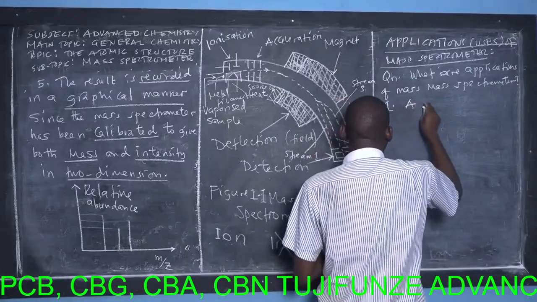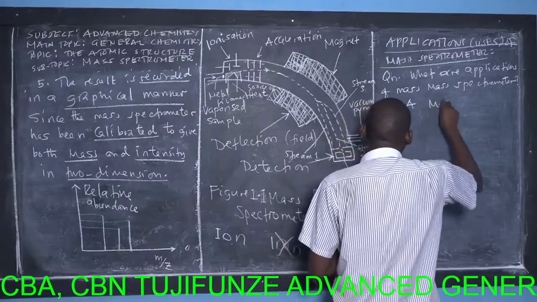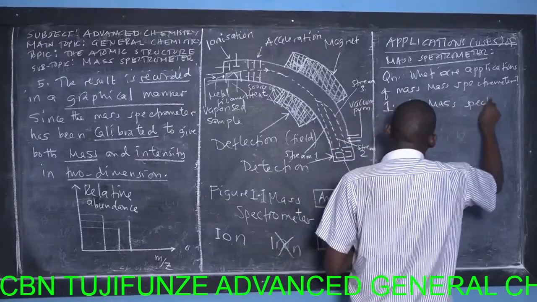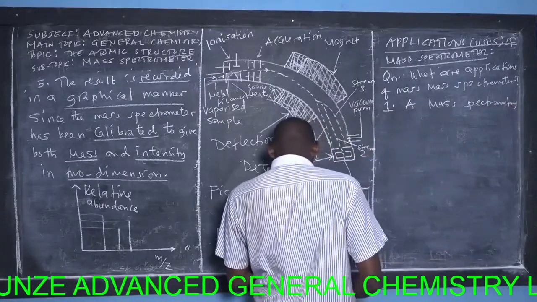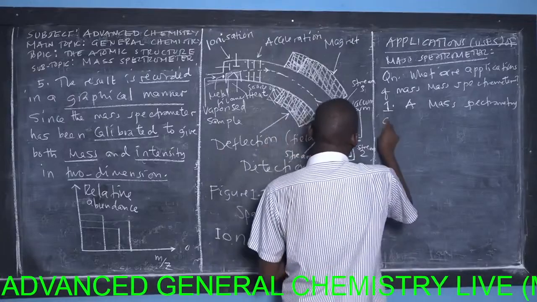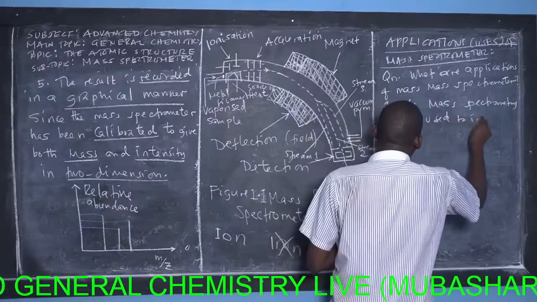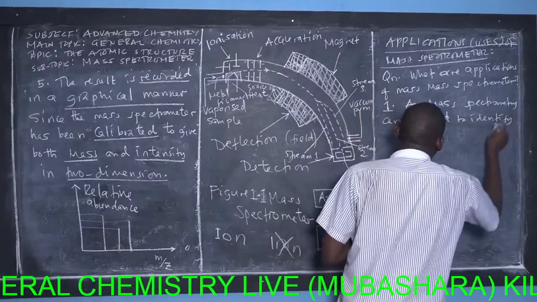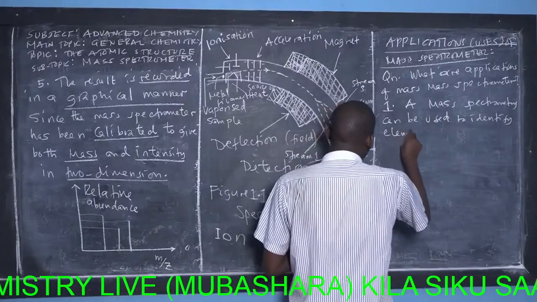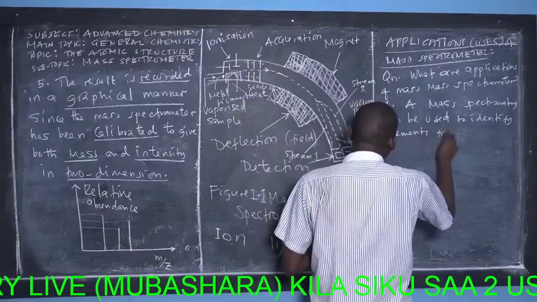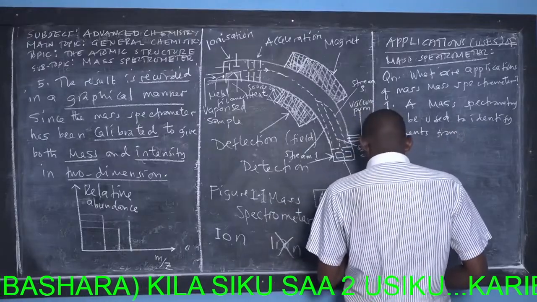Okay? Mass spectrometry can be used to identify elements from the mass number of isotopes.